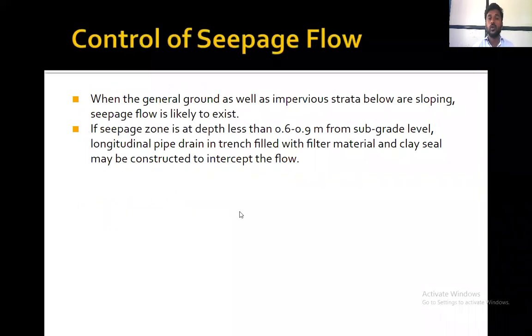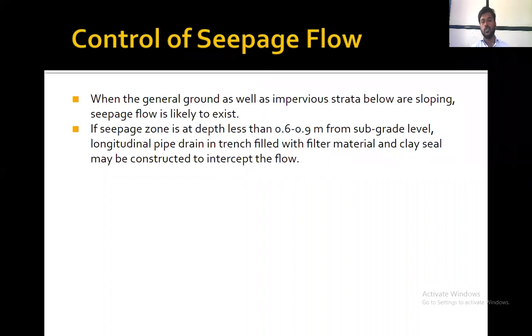Then the second is the control of the seepage flow. We can also collect the water, or we can provide some system to control the seepage flow. When the groundwater as well as the impervious strata below are sloping, the seepage flow is likely to exist. Suppose the water table is not there, but the seepage flow is there due to the impervious strata available in that region along with the slope of the road, then how can we control the seepage flow?